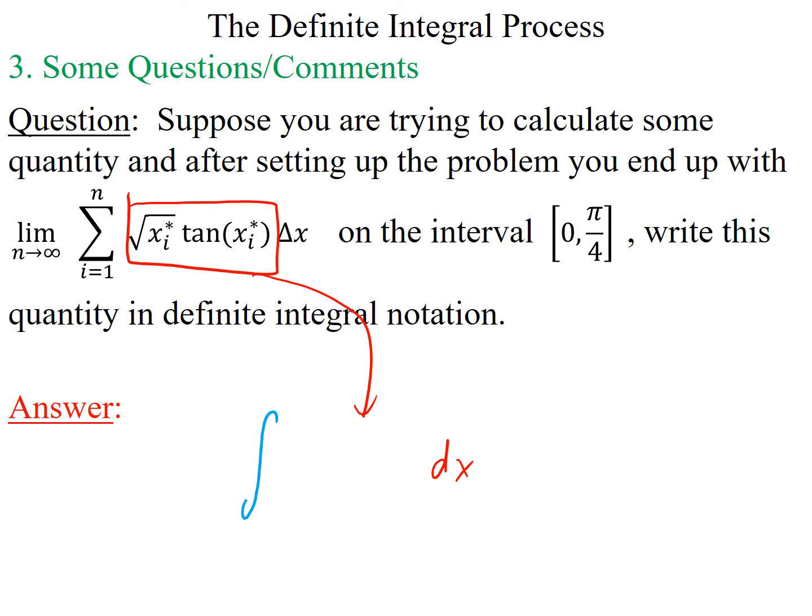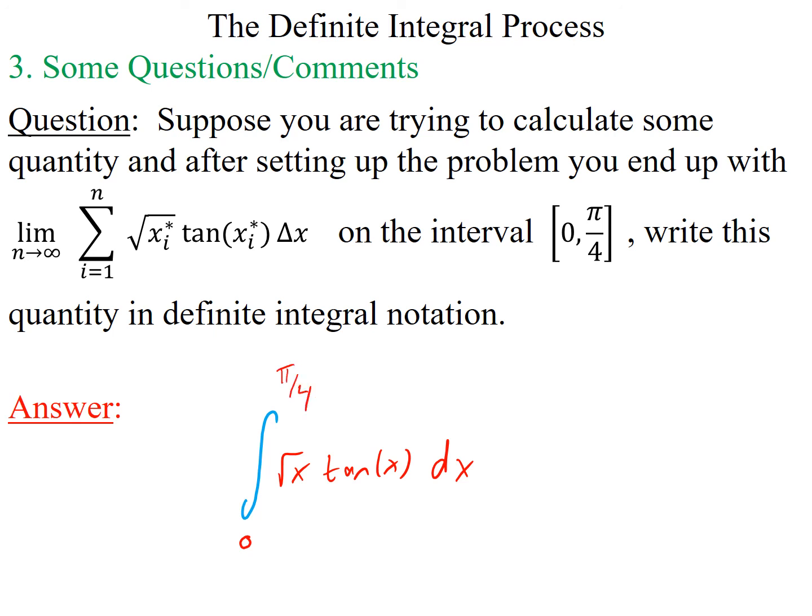Except you're not supposed to have an xi star. So wherever you see xi stars, you could just think of it as changing them to x's. So this would be square root of x tangent x. So instead of xi star, just put an x. And then, of course, you've got to put the numbers on your interval. So the interval is from 0 to pi over 4. So put the first one on the bottom, second one on top. And that's how you would write that as an integral. So one more time. This part turns into the integral symbol. This part turns into the dx. This is the function, but instead of xi star, put x. And then put this number on the bottom of your integral sign, this one on the top.